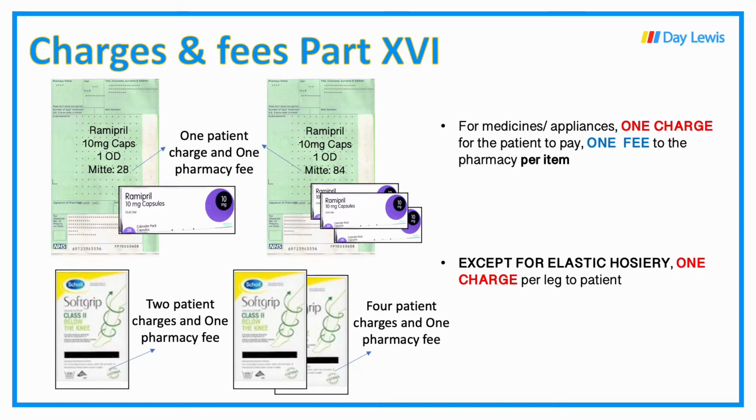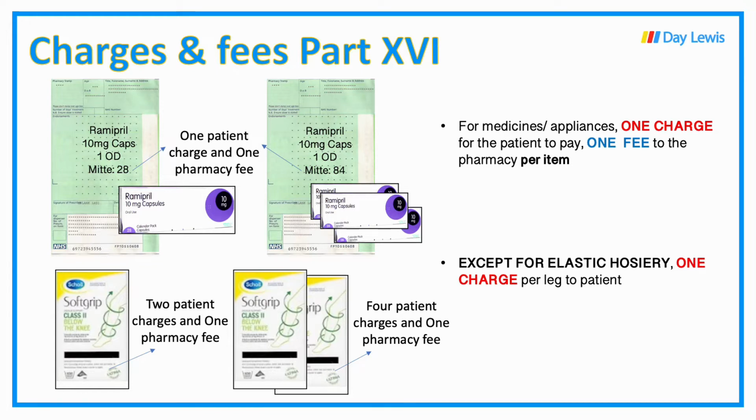So let's take the first prescriptions as an example. So you've got Ramipril 10mg capsules. So here you are giving out one item, so it's only going to be one item patient charge and one pharmacy fee. Now, how would this differ if we increase the quantity? So if the increased quantity is on one prescription, so for example now we need to give 84 or 3 packs, this would still be one charge and one pharmacy fee per item.